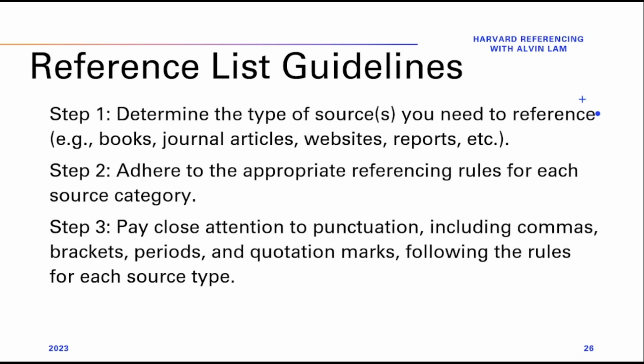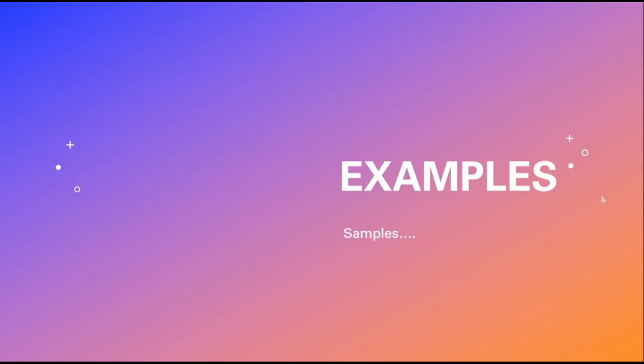So step 1, you determine the type of the source or sources that you need to reference. It could be books, journal articles, websites, reports, etc. And step 2, you adhere to the appropriate referencing rules for each source category. So if you are using Harvard referencing, you follow the Harvard referencing rules. Step 3, pay close attention to punctuation, including commas, brackets, periods, quotation marks, following the rules of each source type that we have already shown you.